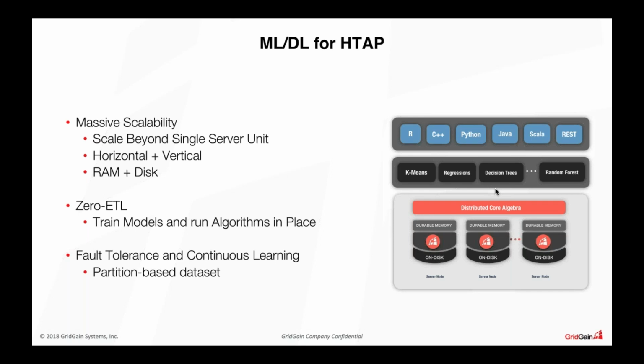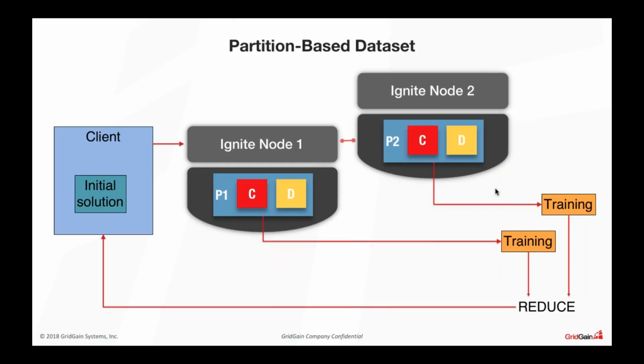Fault tolerance and continuous learning, again, is just a continuation of what Ignite delivers for the rest of the APIs. Even if the training of your machine learning model failed, it doesn't mean that you have to retrain it from scratch. You can start from the point when one of the nodes went down. And actually, that functionality is based on so-called partition-based datasets that are available in Ignite. Just to give you a little bit more technical context on how it works in Ignite.